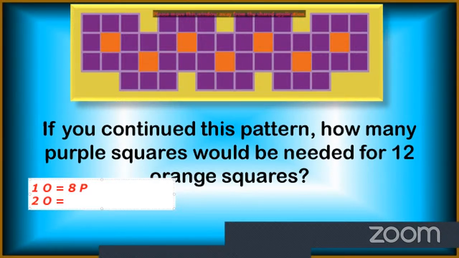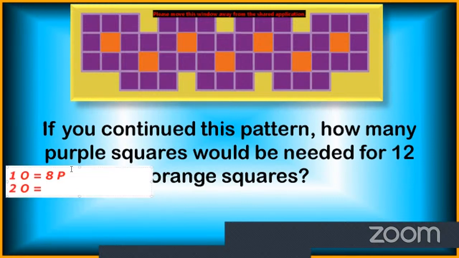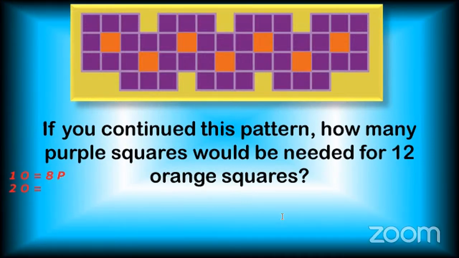I'm seeing a lot of persons saying 16 in the chat. So I'm going to have us count this together. Let me use my annotate so we can count together. Let us look at it. We have 1 orange square here, and we counted our 8 purple: 1, 2, 3, 4, 5, 6, 7, 8. We counted our 8 purple for the 1 orange square.